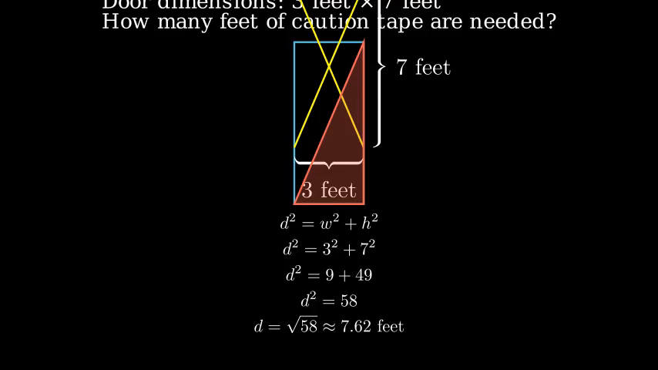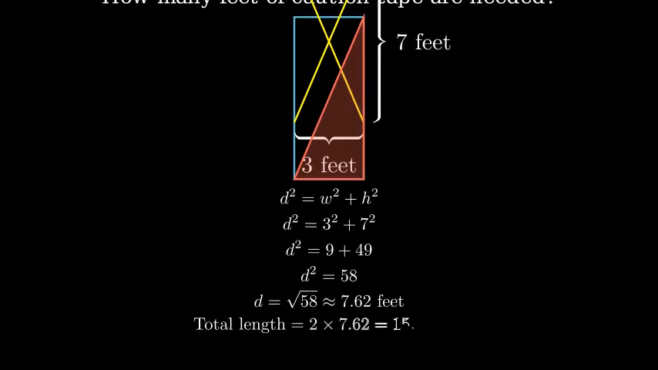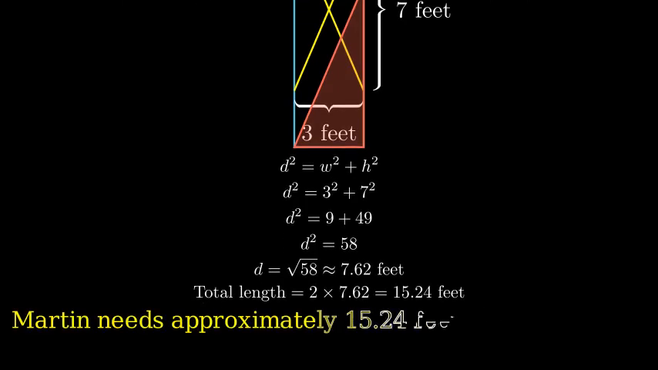Since Martin needs to cover both diagonals, we multiply this length by 2. So the total length of caution tape needed is 2 times 7.62, which equals 15.24 feet. Therefore, Martin will need approximately 15.24 feet of caution tape to cover both diagonals of the door.